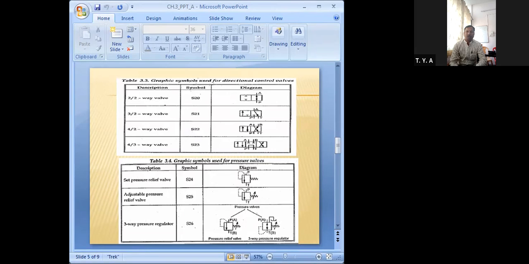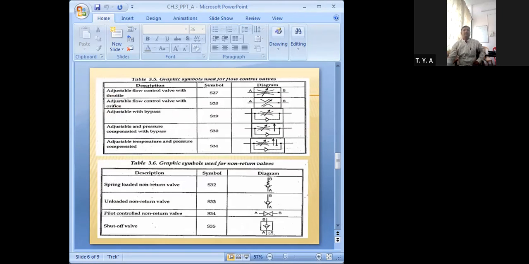2 by 2 means what? 2-way or 2 port and 2 position. The first digit indicates the port or the way, and the second number represents the position. Then we'll go for the next one.